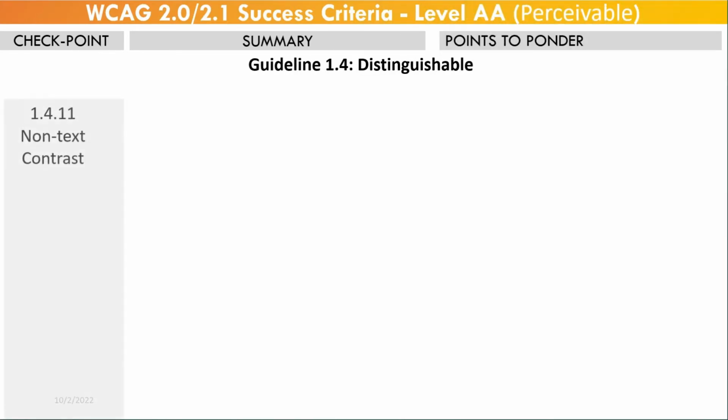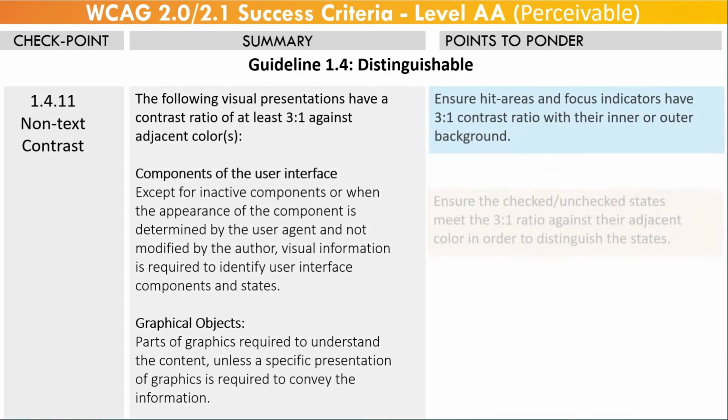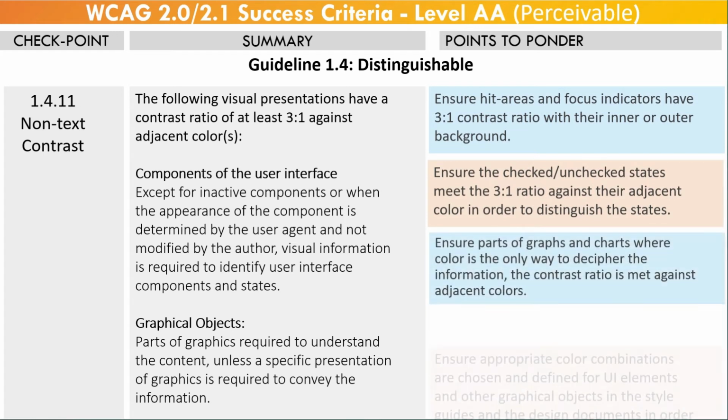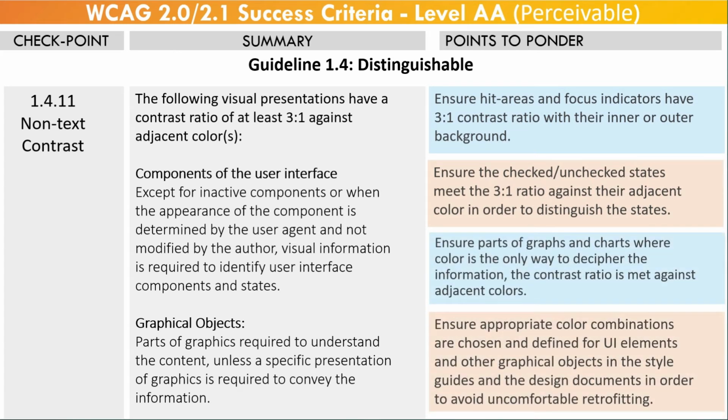1.4.11 Non-text contrast. The following visual presentations have a contrast ratio of at least 3:1 against adjacent colors. User interface components: except for inactive components or when the appearance of the component is determined by the user agent and not modified by the author, visual information required to identify user interface components and states.